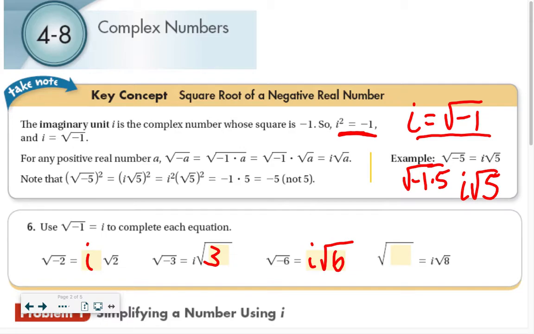Okay. Last one. If the solution I get is i square root of 8, what should I have started with? -8. Look at that. That's not too bad, right? Not yet. Not yet.